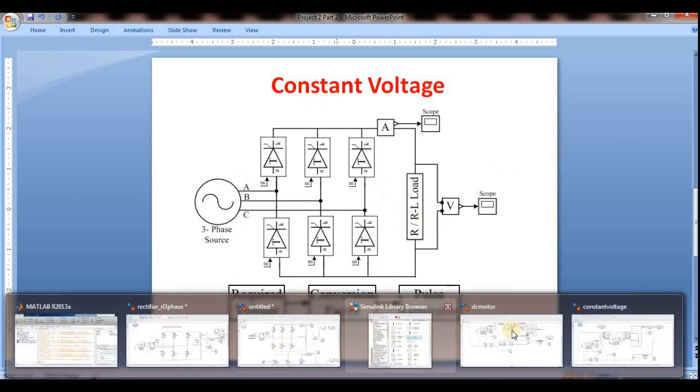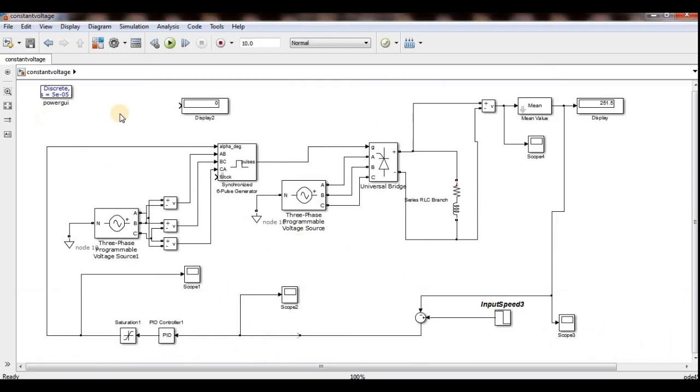For time concerns, I already designed this system, and for the basic designs you can go to my previous videos. See, the synchronized 6-pulse generator is available in our library. So bring the 6-pulse synchronous generator. This can generate the required pulses based on my alpha firing angle. But it requires the line voltages AB, BC and CA. It requires the line voltages, not phase voltages.